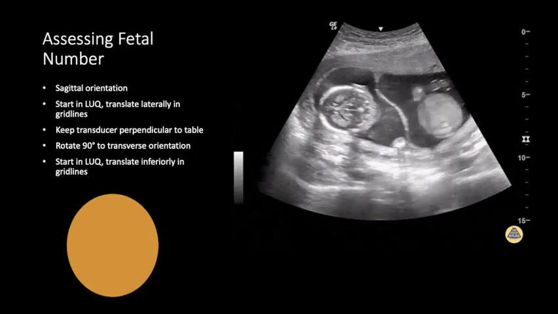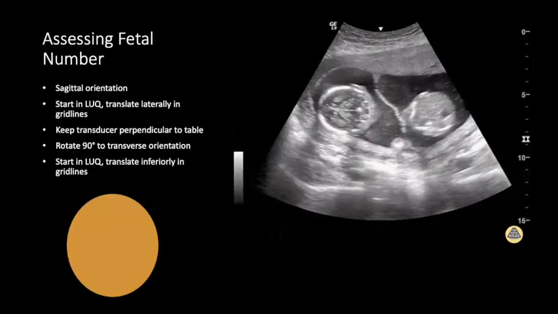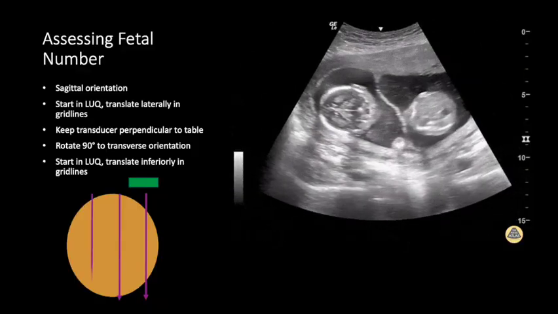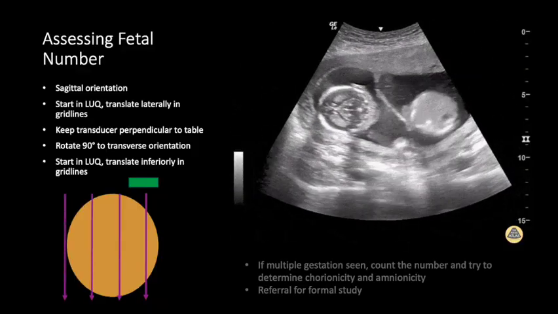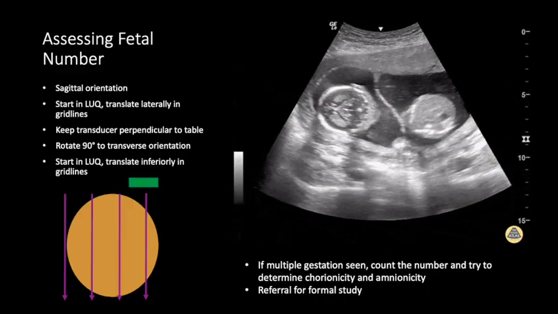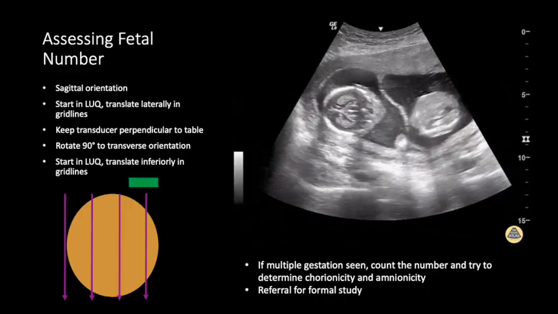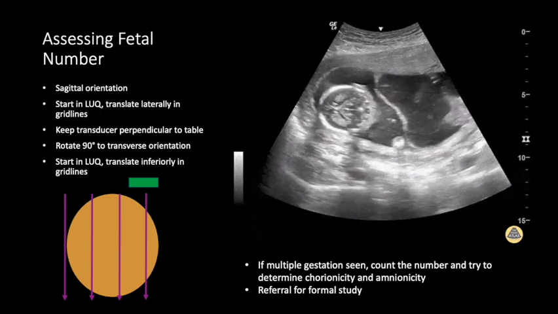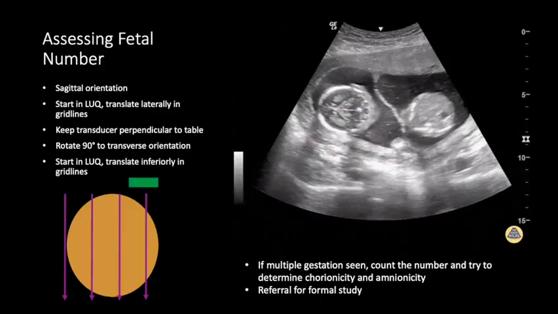Once you've gone in one direction, you flip your probe around to the opposite transverse orientation and start again, starting in the left upper quadrant, translating inferiorly in grid lines. If you do see multiple gestations, count the number by counting the number of fetal heads you see, and then determine, if you can, the chorionicity and the amnionicity, and refer those patients for a formal study to confirm.